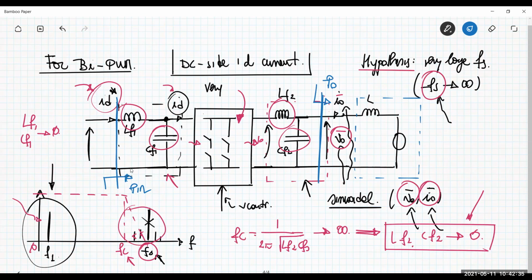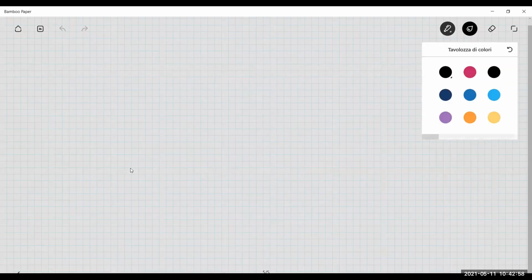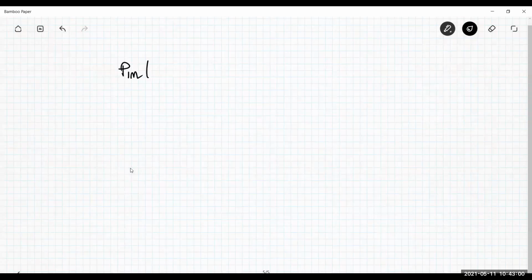But on the basis of my discussion, these reactive elements are basically very small. They both tend to be zero. So the energy stored in these very small components here, here, here, and here is almost null. On the basis of this assumption, we can say that the instantaneous power P in is basically the same as the output instantaneous power.